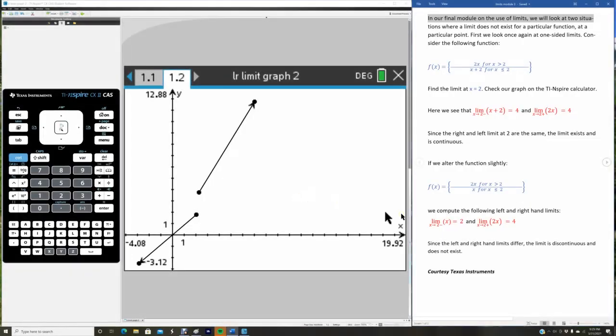We can see this also if we plot both functions on our TI-Nspire calculator. You can see they do not connect, and therefore there is no limit at x equals 2.